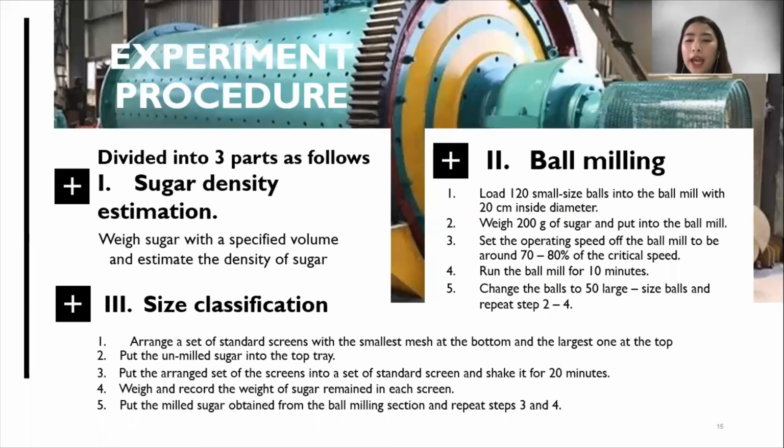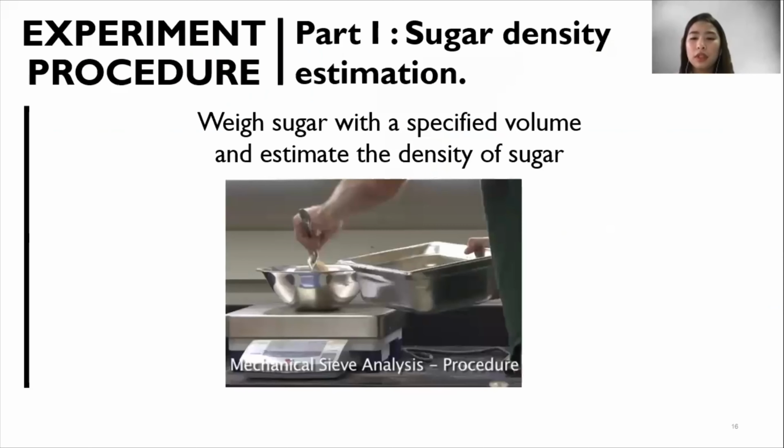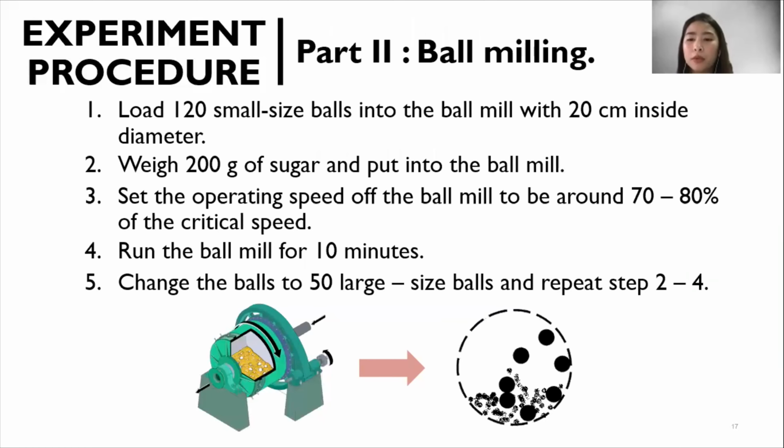Next, we will look at the most important part of this project, that is the experiment procedure. It can be divided into three main parts as follows. First, sugar density estimation. Second, ball milling. And the last is size classification. To start with part 1, sugar density estimation: we weigh sugar with a specified volume and estimate the density of sugar. And the next is part 2, ball milling.